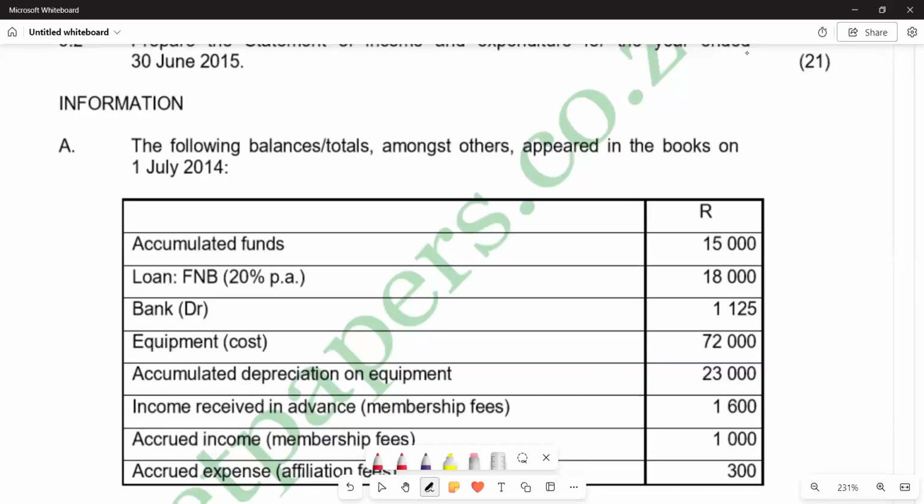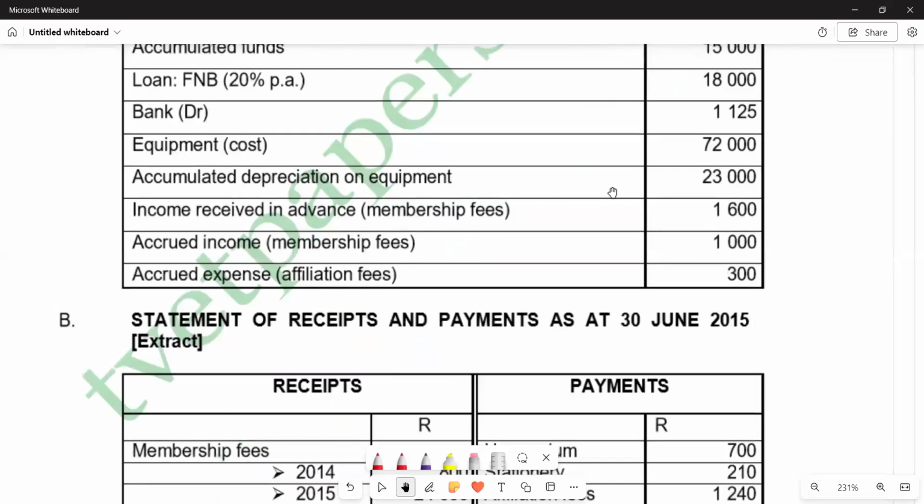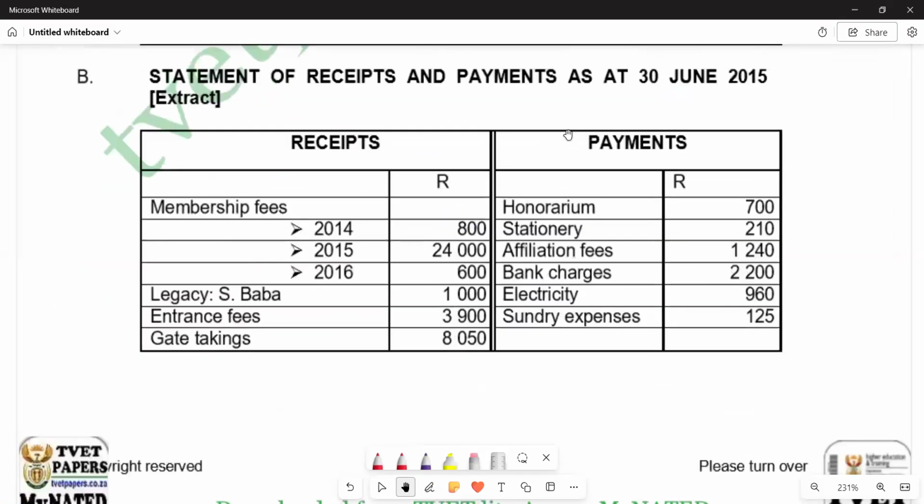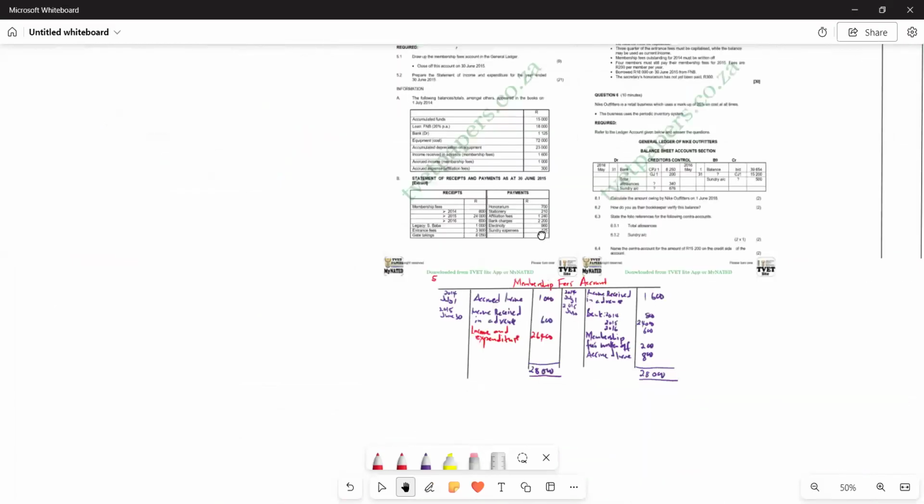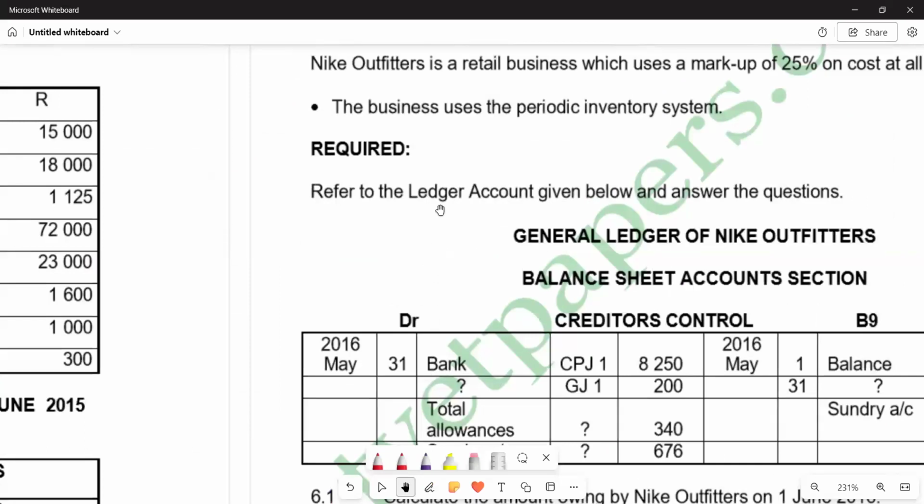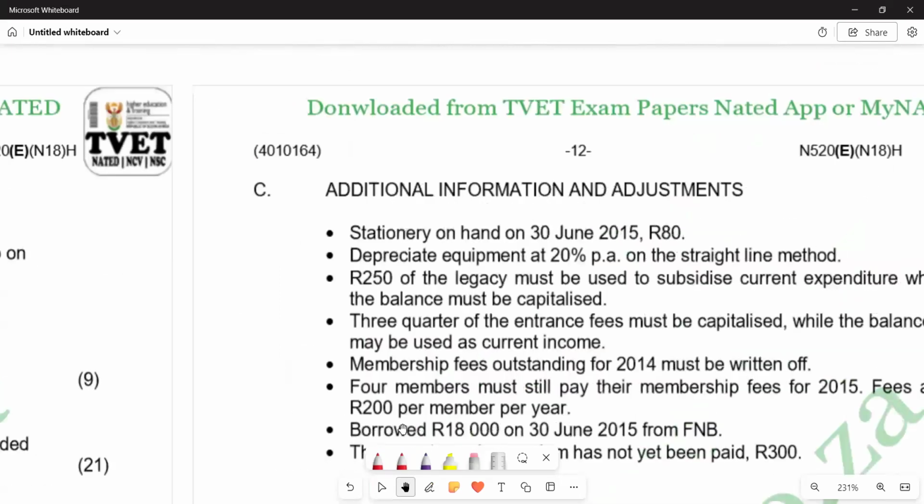Beneath that, we are given information A, which reads: the following balances or totals amongst others appeared in the books on 1 July 2014. So we're given the opening balances at the beginning of the period. Then in information B, we're given a statement of receipts and payments as of 30 June 2015. So this is the receipts and payments account. Then we go to the next page, where we are given the additional information, that is information C. You can go through the additional information before you start to answer the question, from this point down to the last point.